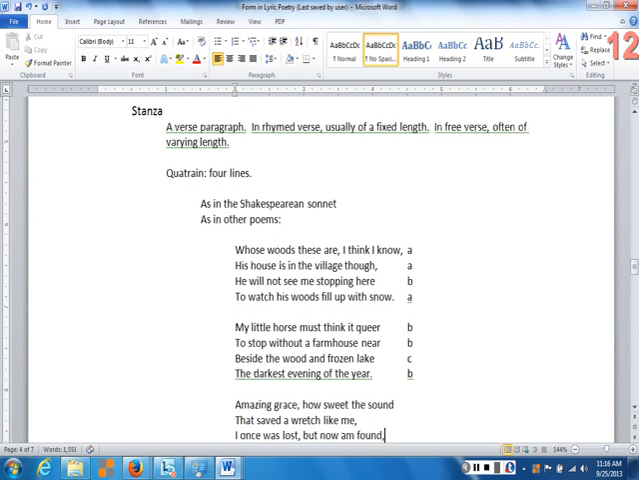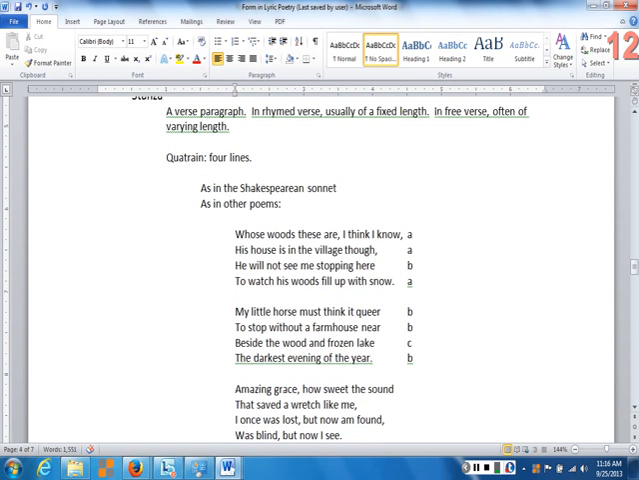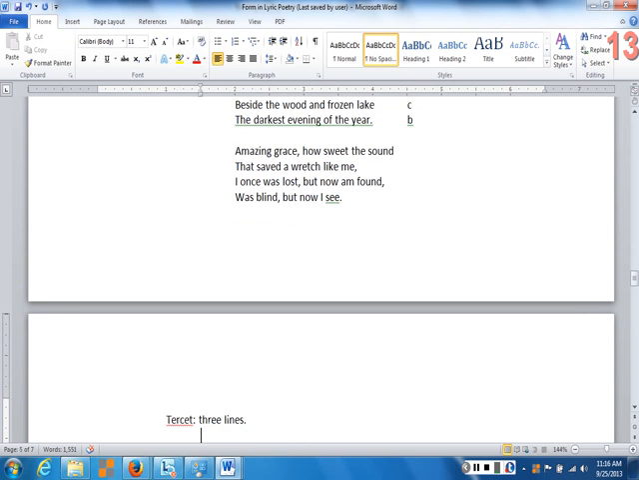Linking the stanzas together. And he does the same thing then with the third stanza, "the darkest evening of the year." "He gives his harness bells a shake," right? That's the line that begins the third stanza and connects to the second stanza with "shake," hearkening back in sound to "lake."